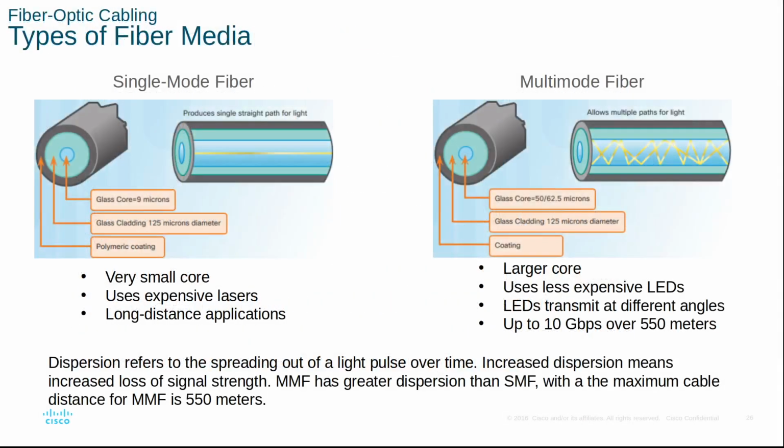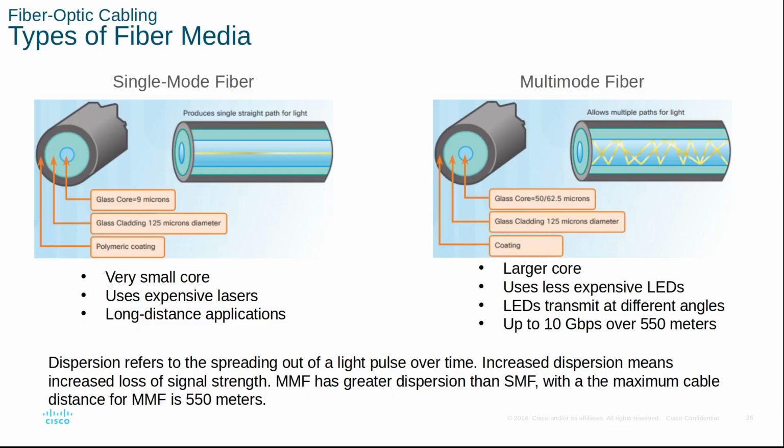There's a couple different types of fiber, single and multi-mode. Single mode fiber has a very small core. It uses very, very expensive lasers, and it's good for long distance applications. Multi-mode fiber has a larger core, uses less expensive LEDs, and they transmit the data at different angles so you can interweave different paths of light on the same connection at the same time. And it gives you up to 10 gigabits per second over 550 meters.